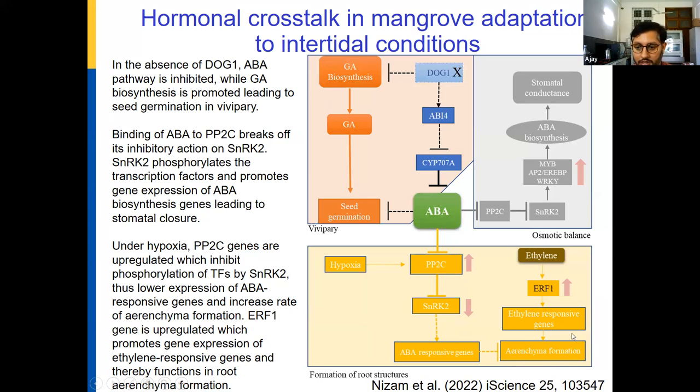This is the rate of this aerenchyma formation. On the other side, there is ethylene, which then upregulates this ERF gene, ethylene response factor 1, which in turn upregulates those genes which are ethylene responsive genes, and they also result in the formation of aerenchyma. So this is how these mangroves adapt to this very peculiar kind of condition, very, very stressful conditions. So we can call them warriors. It's not easy to survive under this kind of stressful condition. That is why these mangroves are very excellent models to study the stress tolerance mechanism.